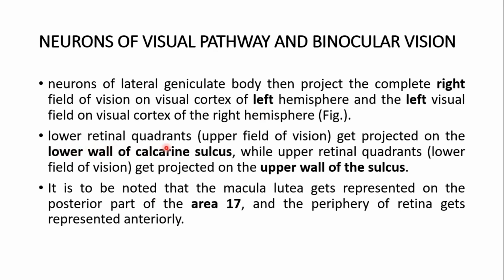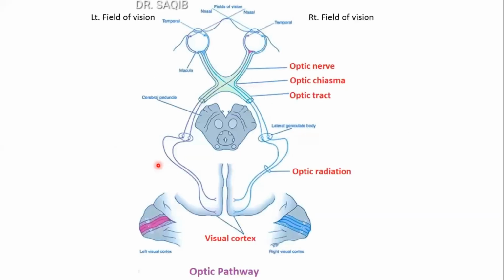Lower retinal quadrants, upper field of vision, get projected on the lower wall of the calcarine sulcus, while upper retinal quadrants, lower field of vision, get projected on the upper wall of the sulcus. It is to be noted that the macula lutea gets represented on the posterior part of area 17, and the periphery of the retina gets represented anteriorly.